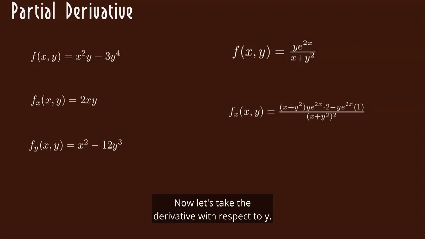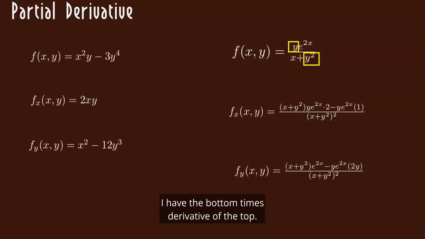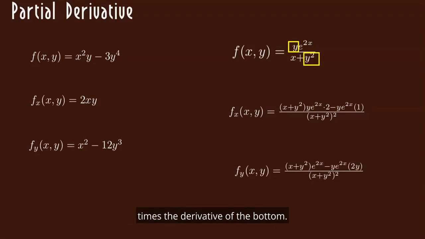Now let's take the derivative with respect to y. Here we have y on top and y on bottom. Let's see what we get. I have the bottom times the derivative of the top. This time the derivative of the top is e to the 2x because that's treated as a constant. Minus the top times the derivative of the bottom. I've got a y squared in the bottom, so the derivative of that is 2y, all over the bottom squared.